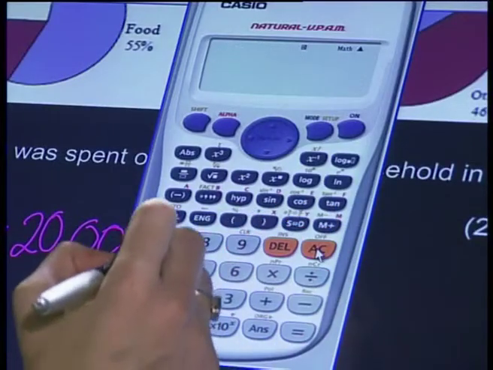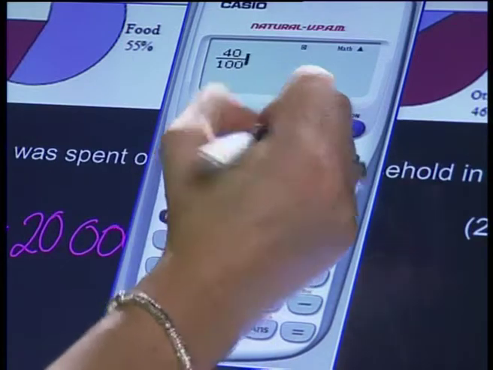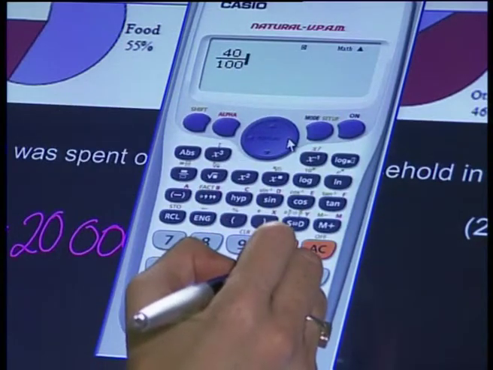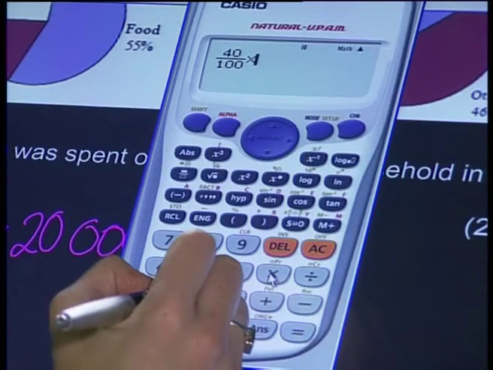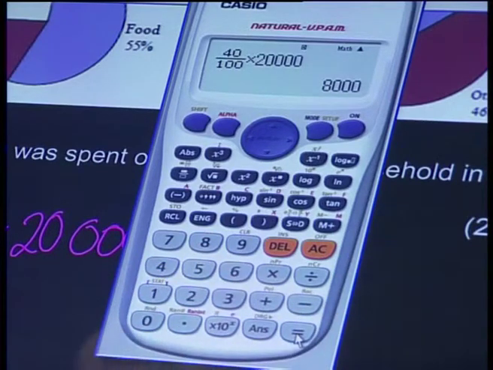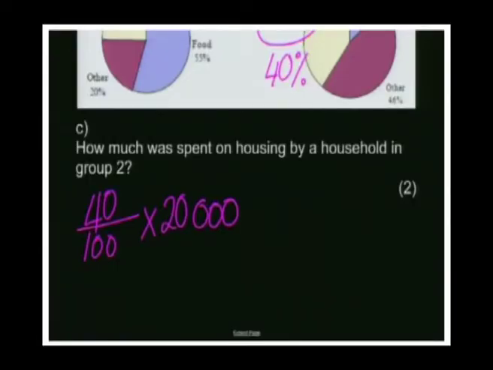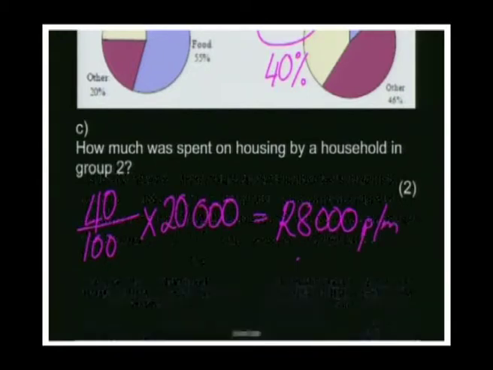Let's pop it onto our calculator. 40 over 100, don't forget to push the arrow to the side to get out of your fraction, multiplied by 20,000, and the answer is 8,000 Rand. So Group 2 spends 8,000 Rand per month on housing.